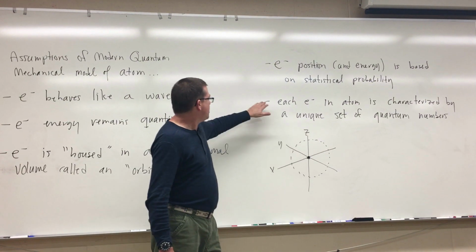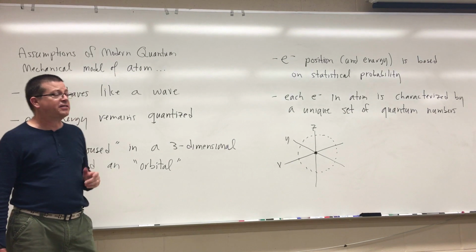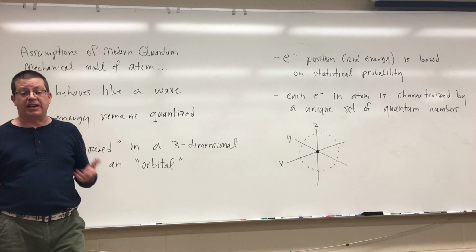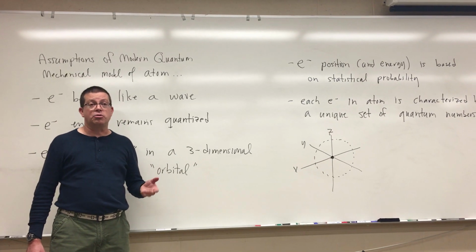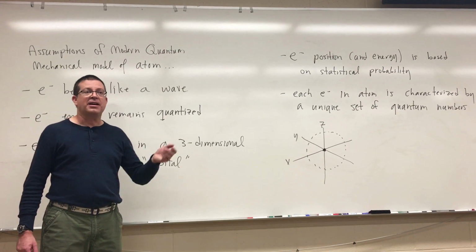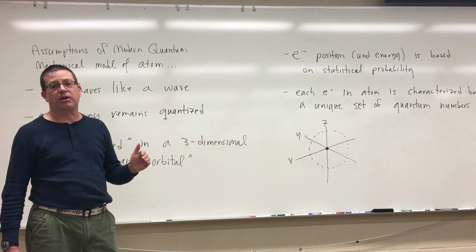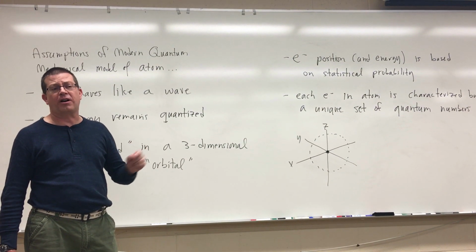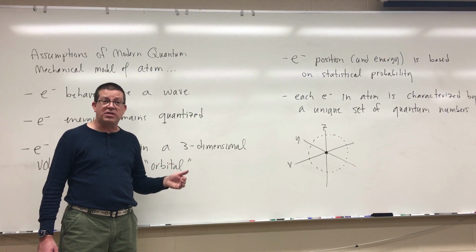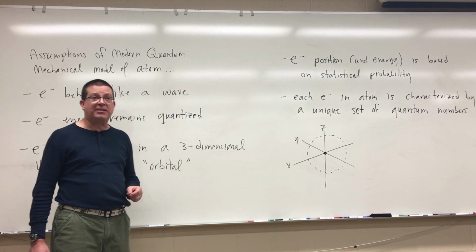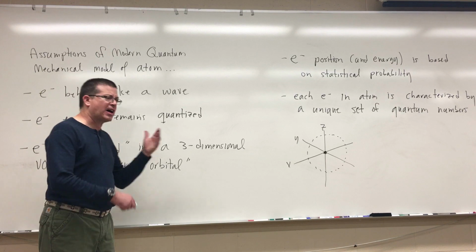And then finally, we can say that each electron in the atom is going to be characterized by some unique set of quantum numbers. Thinking about the Bohr atom, we know that we could assign a quantum number to a particular orbit. But in this case, I'm now going to assign a set of quantum numbers to the different electrons in the atom, and each electron has to have its own unique set of quantum numbers that makes it different from any other electron in the atom. So this is a lot to digest.